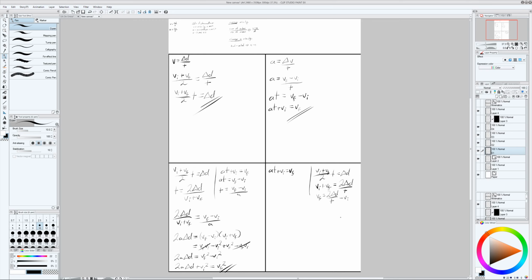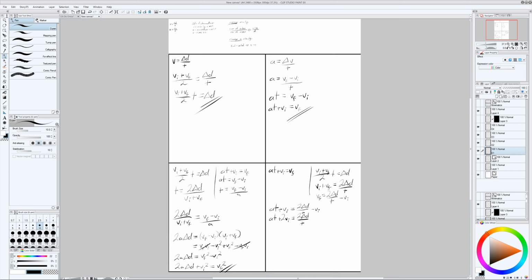And so now we've got our two equations, so we can do the same again when we mix them together. So we end up getting at plus Vi equals 2 delta d over t minus Vi. Now we want to get all the like terms together, so easiest option first is to just add Vi on both sides so as to get rid of the negative Vi and get it on the other side. So we end up having at plus 2Vi, which is equal to 2 delta d over t.